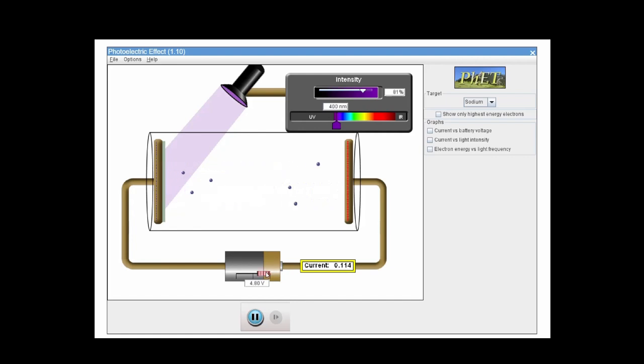And if I change the potential in the reverse direction, now you can see the photoelectric current reaches 0, and the photoelectrons are no longer entering the other electrode. It cannot enter the other electrode. This value of the potential is called stopping potential.